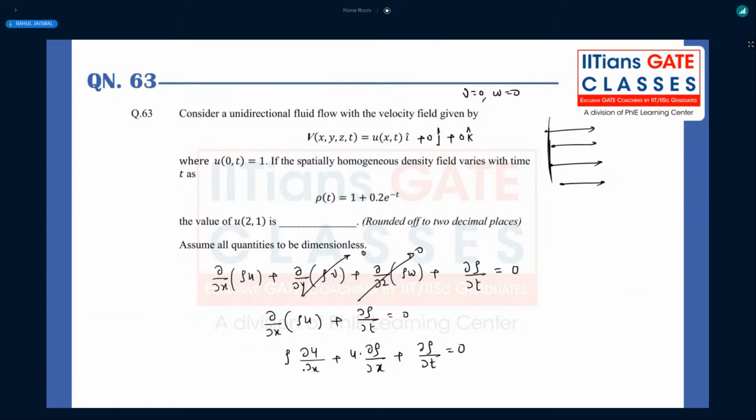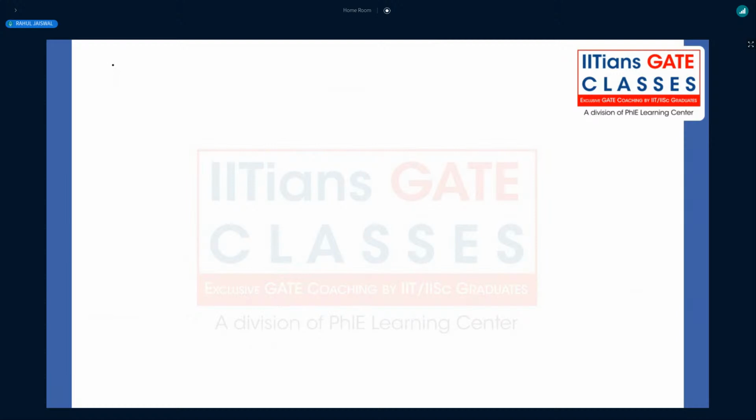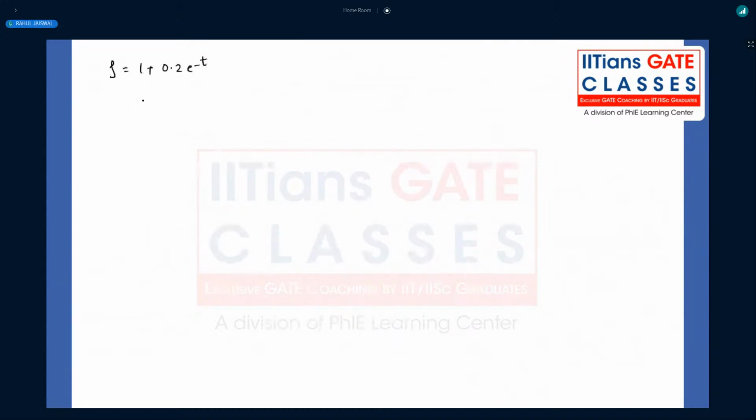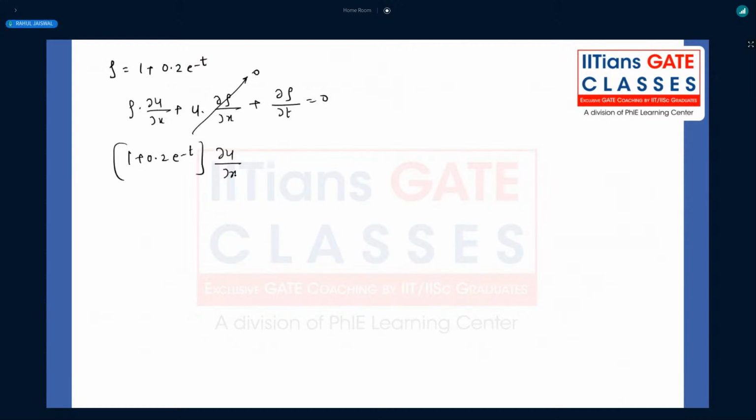So what we can further write, rho we know is 1 plus 0.2 e to the power minus t, right? And what is the equation we are having? Rho into dou u by dou x plus u into dou rho by dou x plus dou rho by dou t is equal to 0. Here there is no term of x in the density, so that will be 0. So here it will be 1 plus 0.2 e to the power minus t times dou u by dou x.